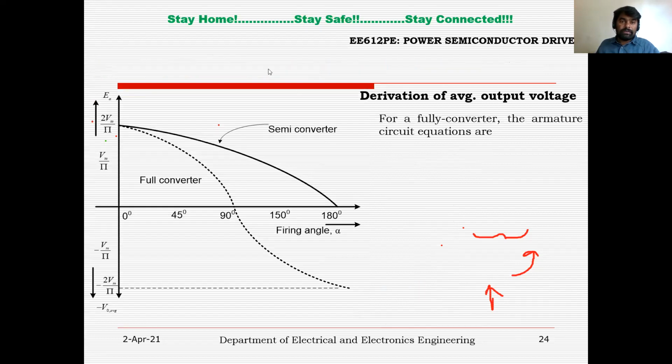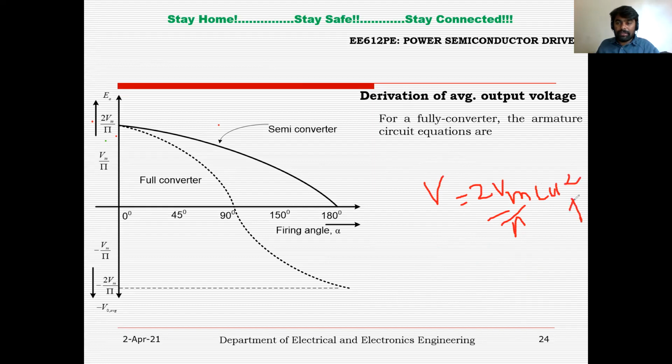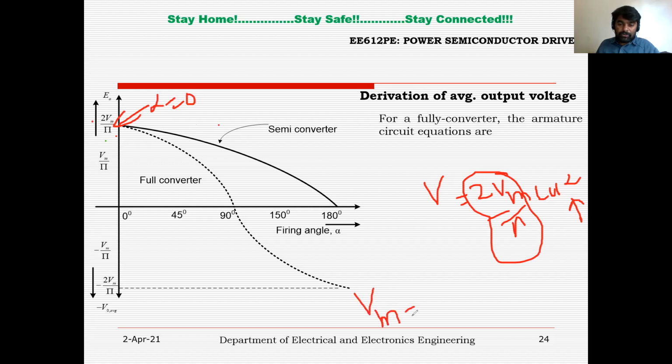Now here you can see, just now we have seen in the case of a fully controlled converter, we derived the output voltage, which is 2 Vm by pi cos alpha. Now alpha is the firing angle. So at alpha equal to 0, it will be cos 0, which is 1. You will get 2 Vm by pi only. So here you can see at alpha equal to 0 degrees for the fully controlled converter. And for the semi-controlled converter, if you read the expression, it is Vm by pi into (1 plus cos alpha).